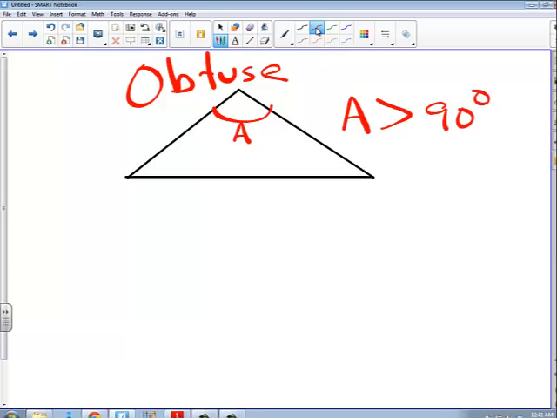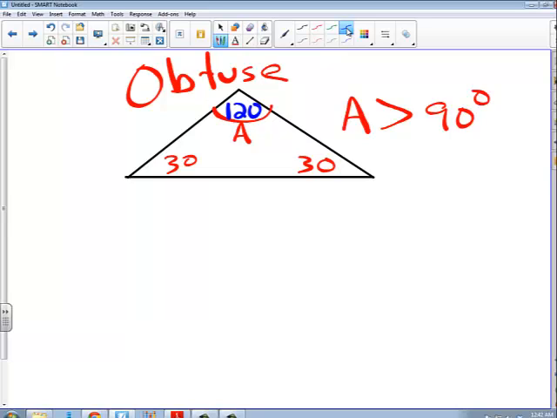So for acute, they are all less than 90. For equiangular, they're all the same, so they're 60 degrees. And for an obtuse triangle, one angle has to be greater than 90 degrees. So an example, let's do, we could do 30, 30, and 30 and 30 is 60, so to get to 180, I would then need a 120 degree angle.